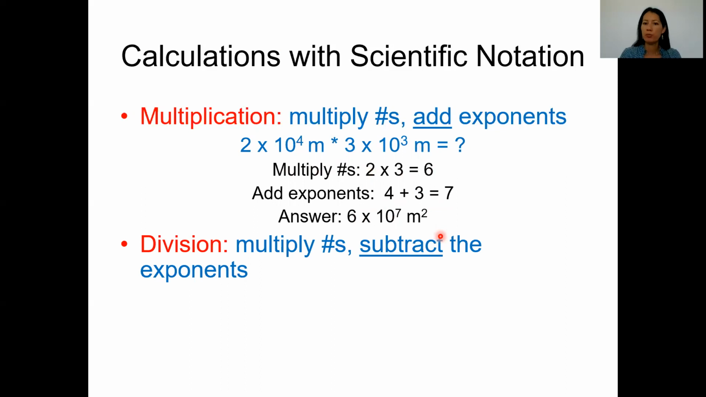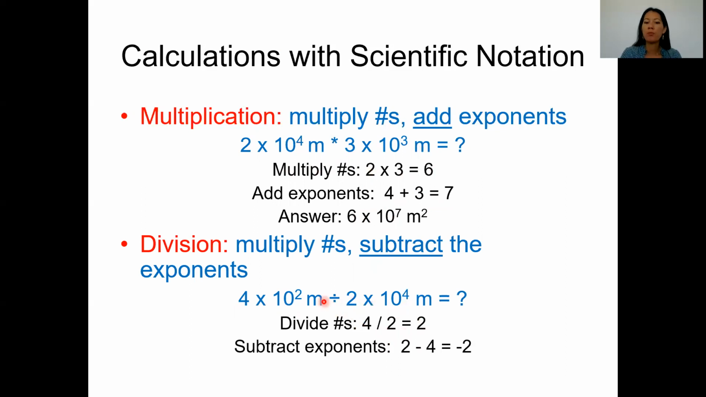For a division, you subtract the exponents. 4 times 10 to the 2 divided by 2 times 10 to the 4. I would divide the big numbers. 4 divided by 2 is 2. And then I would subtract the exponent numbers. 2 minus 4 is a minus 2.